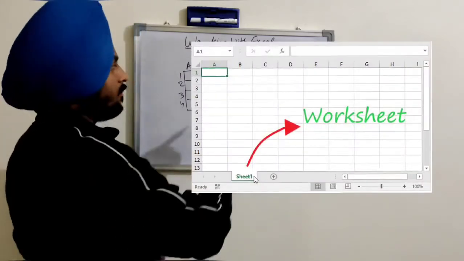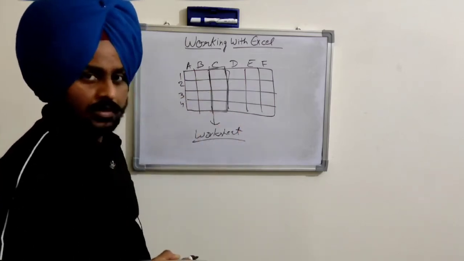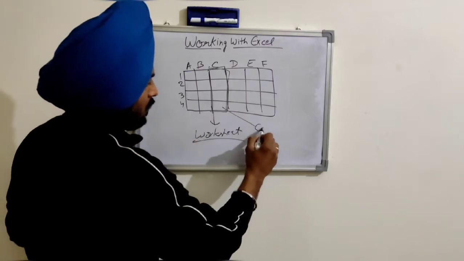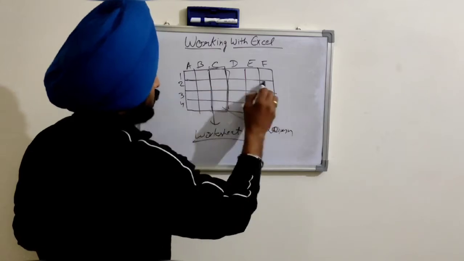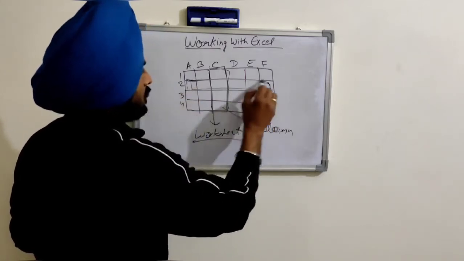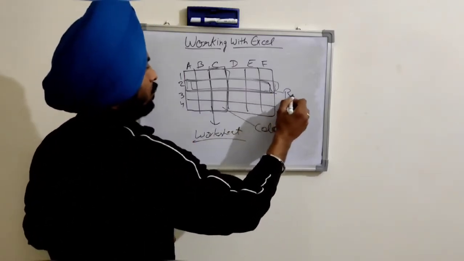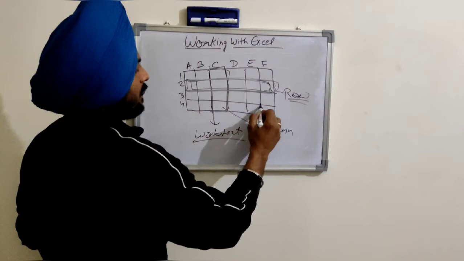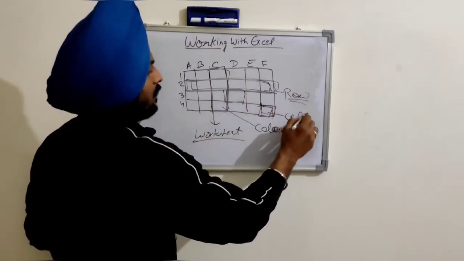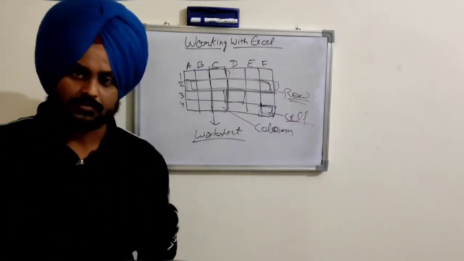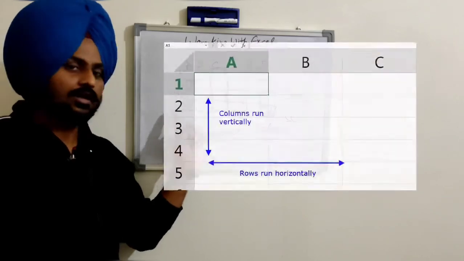Clear? And the vertical series in this sheet is called a column, and the horizontal series in this worksheet is a row. The single rectangular boxes that you see here are called cells. Clear? And the complete grid, with a number of rows and columns, is called a worksheet.